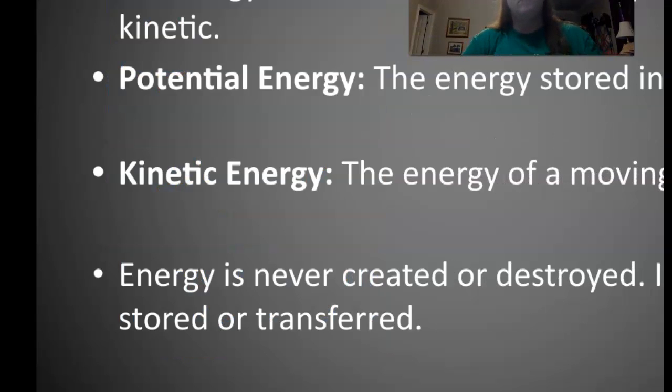So, to sum up, all energy is divided into two types, potential and kinetic. Potential energy is the energy stored in an object. Kinetic energy is the energy of a moving object. Energy is neither created nor destroyed. It is always stored or transferred.